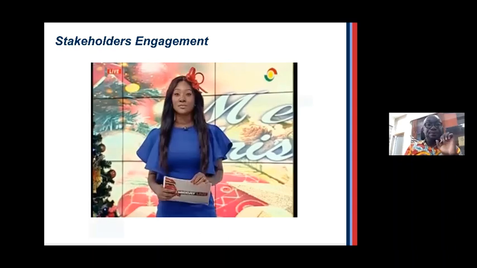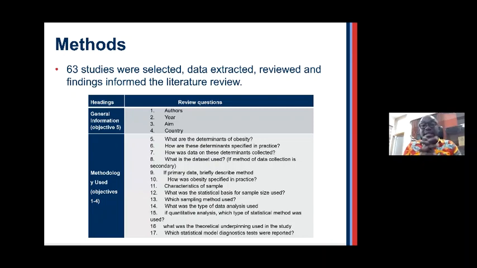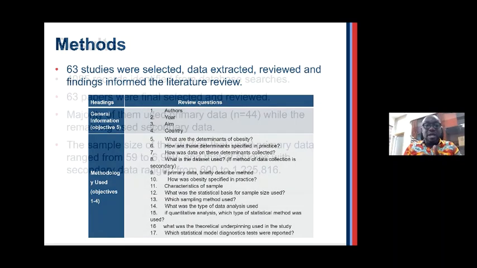Okay, so 63 papers or 63 studies that we selected. We went through the various selection procedures. We screened on the general headings, being the general information, as we can see on our screen, the methodologies used, the objectives of the paper, and we settled, as I alluded to earlier on, 63 papers were finally selected.